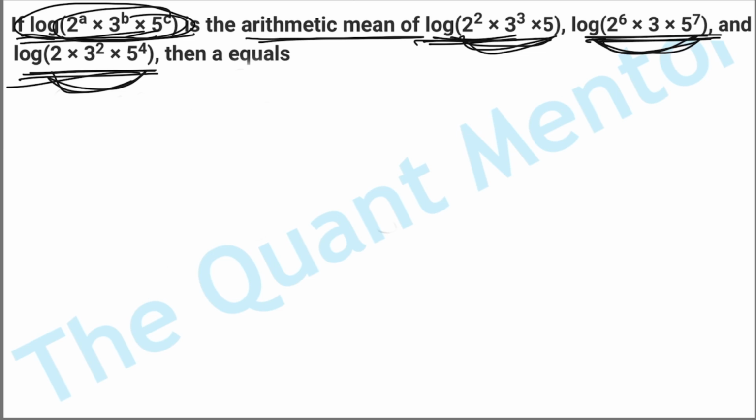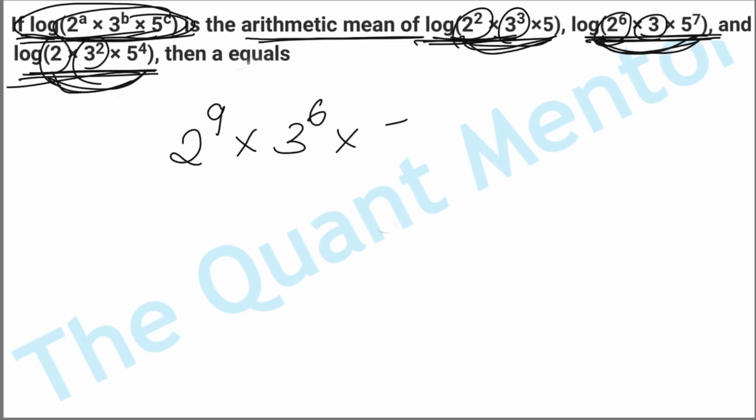So let's multiply all of them. 2 square into 2 raised to 6 and 2 is 2 raised to 9 into 3 raised to 3 into 3 square, 3 raised to 6 into 5 raised to 7 and 5 raised to 4 is 5 raised to 12. Okay, the geometric mean will be the cube root of all these numbers.